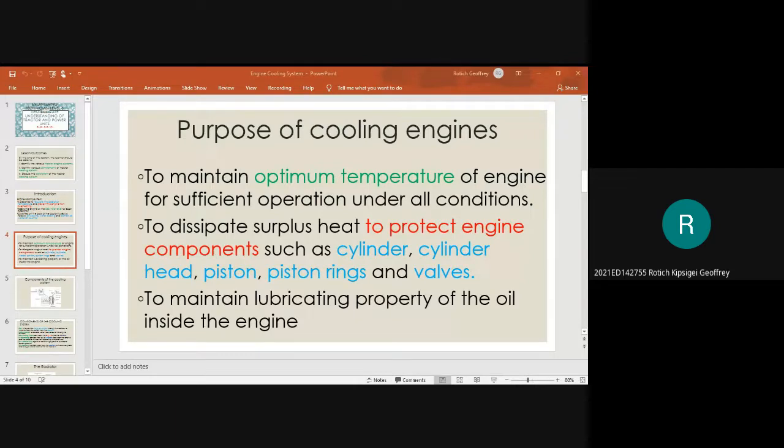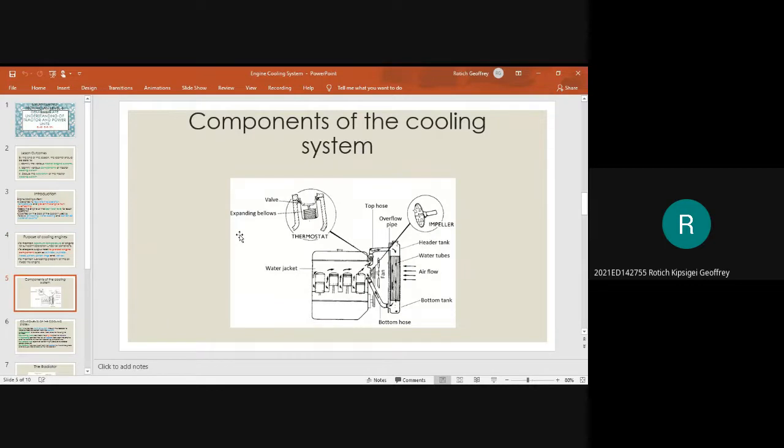Collins has taken us through the purposes of cooling an engine. One of them is to maintain the optimum temperature of an engine for its operation. The other one is to protect engine components such as the cylinder head, piston rings, and valves. The other one is to maintain the lubricating property of an oil. If the engine overheats, the lubricating oil will get damaged, so it will not be able to carry out its purpose.